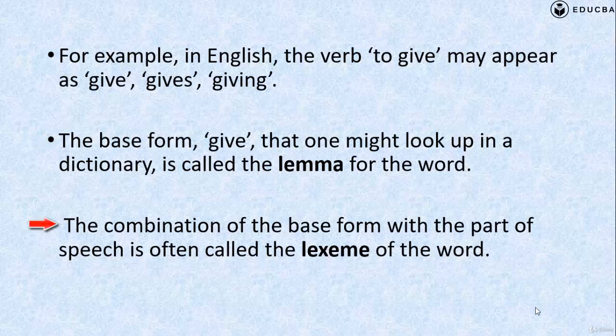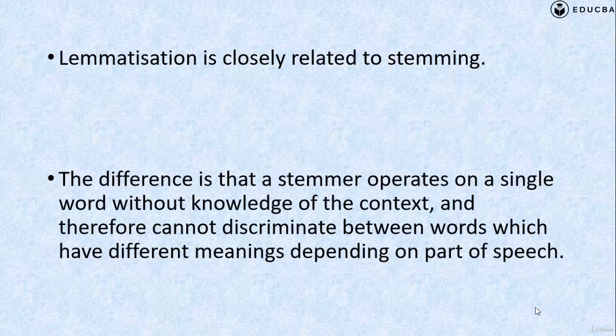The combination of the base form with the part of speech is often called the lexeme. Now what is a lexeme? Any base form word, whenever it is combined with a part of speech, will form the lexeme of the word, and you have to derive your lemma for the word. So lemmatization is closely related to stemming. Now what is the difference between these two things? Sometimes many tokens show the same results for both these processes.